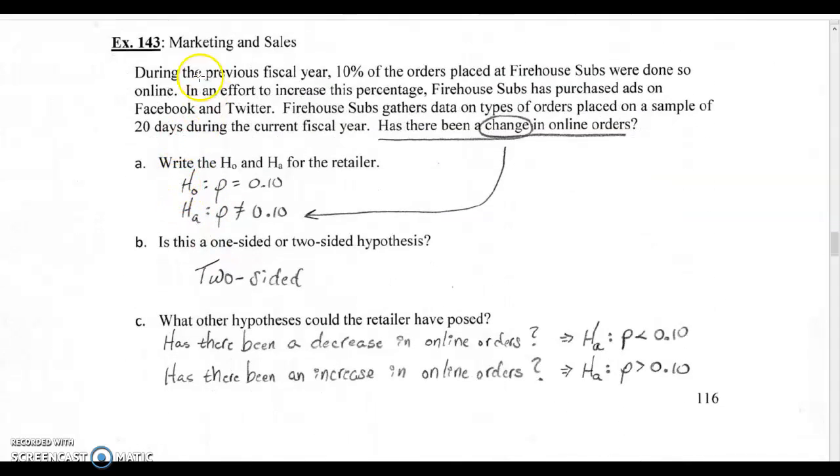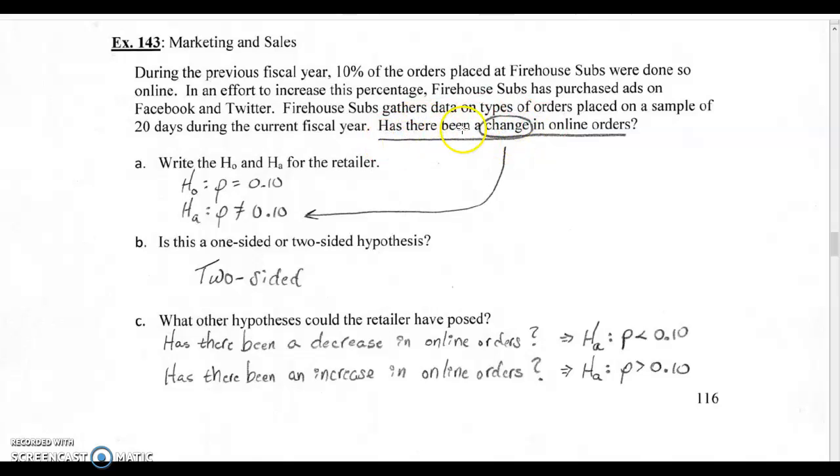So for example, let's do a marketing and sales example. During the previous fiscal year, 10% of the orders placed at Firehouse Subs were done so online. In an effort to increase this percentage, Firehouse Subs has purchased ads on Facebook and Twitter. Firehouse Subs gathers data on types of orders placed on a sample of 20 days during the current fiscal year. Now the question that they're asking at this point is, has there been a change? We're going to look for keywords like has there been a change, or down here I said other types of hypotheses that could have been posed: has there been a decrease or has there been an increase? Those are the keywords we're looking for: change, decrease, or increase.